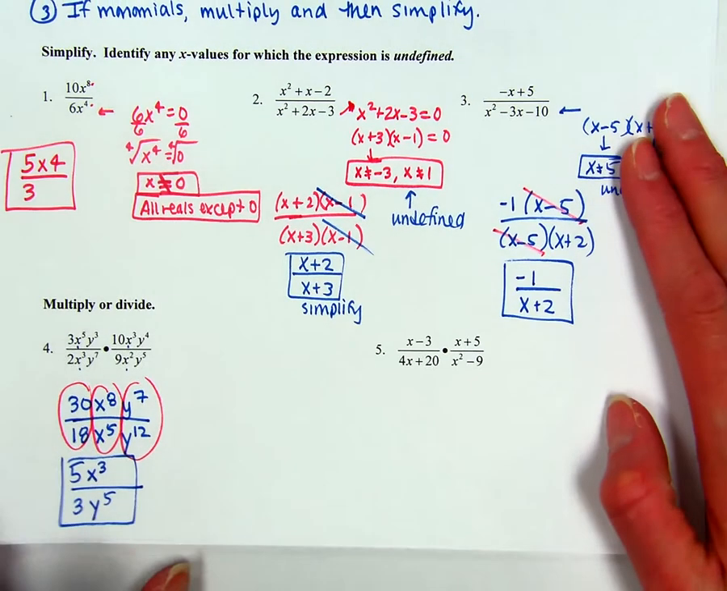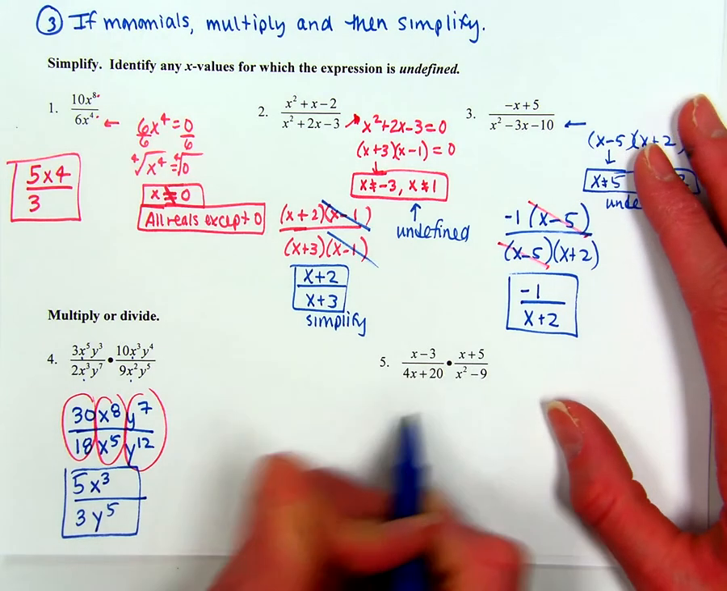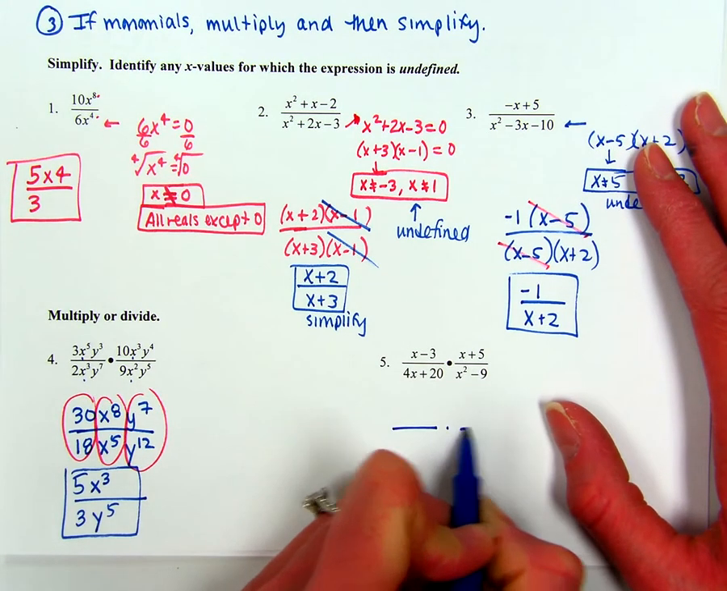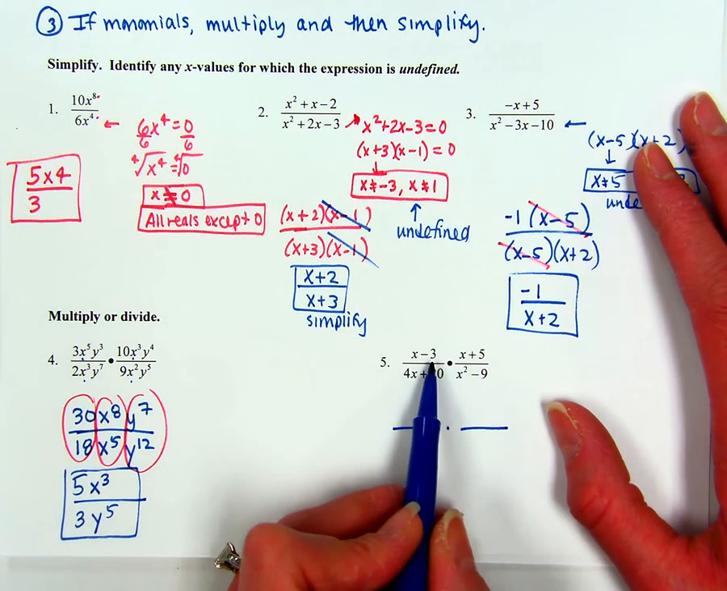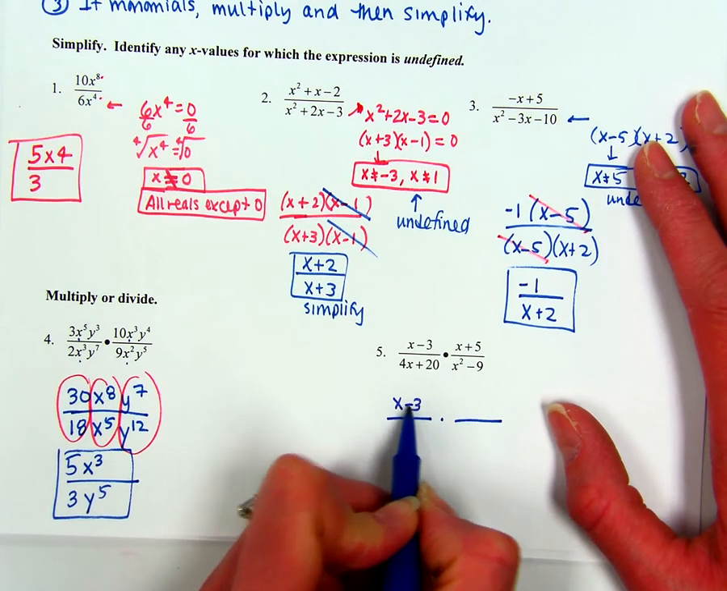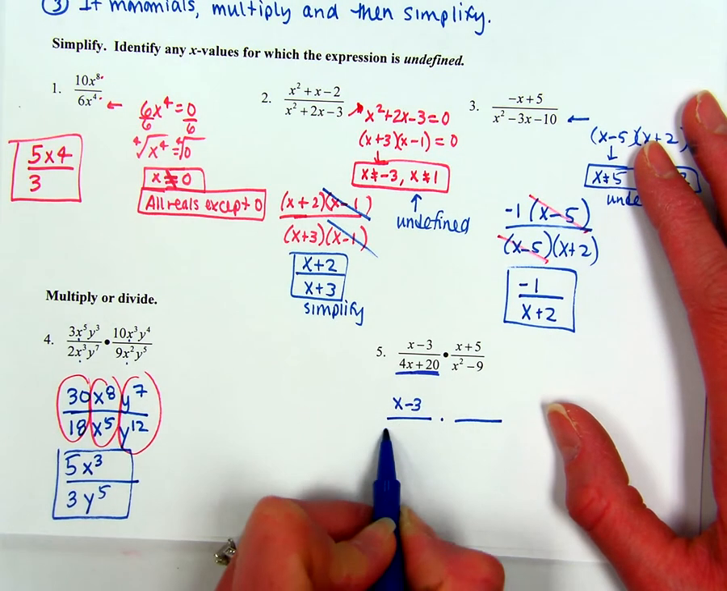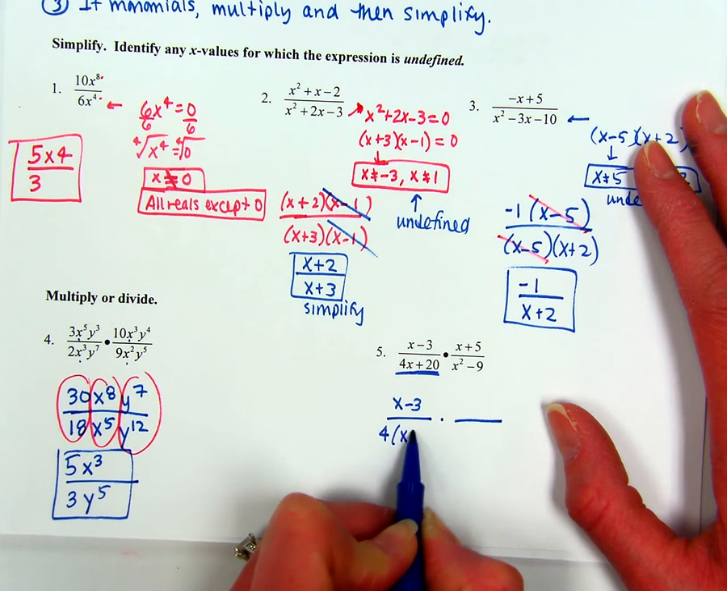All right, number 5. This is multiply. So I'm going to look for all of my things that could be factored. x minus 3 doesn't factor. But this one, I could divide out a 4, so I get x plus 5.